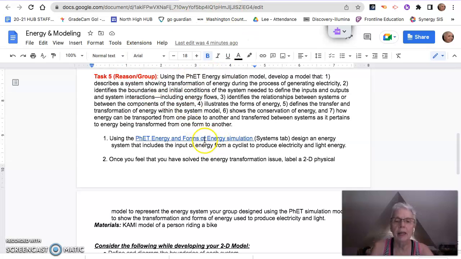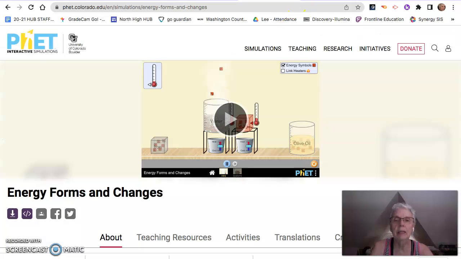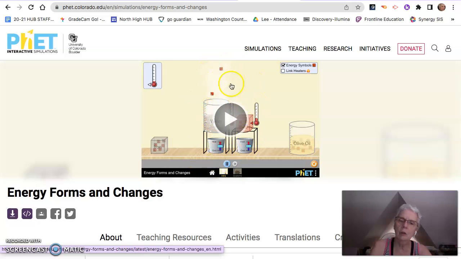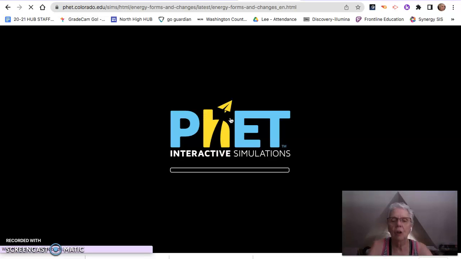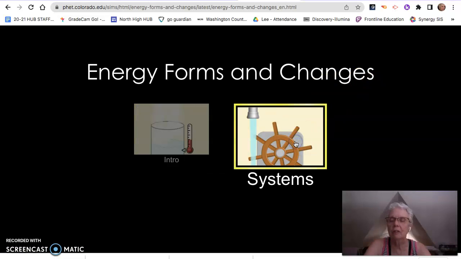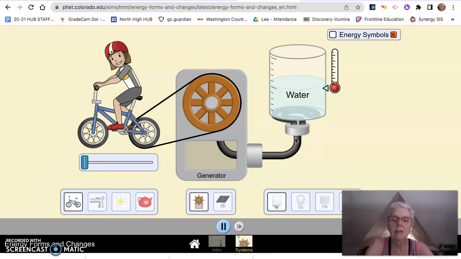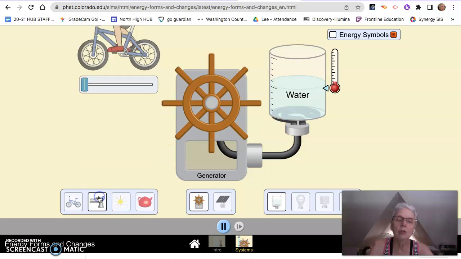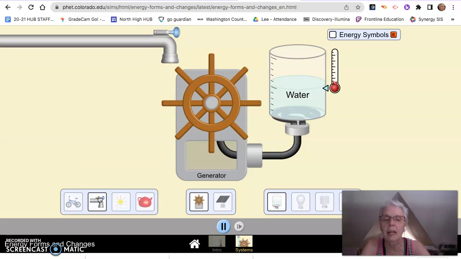So we're going to go ahead and click on this hyperlink, and it's going to take me to this. You know this. This is the model you all mocked up yesterday. What we're going to be looking at through our interactive simulation first is just different systems. So we are going to take time to look at all these different systems that we can use. And what I want you to start with is the water system.